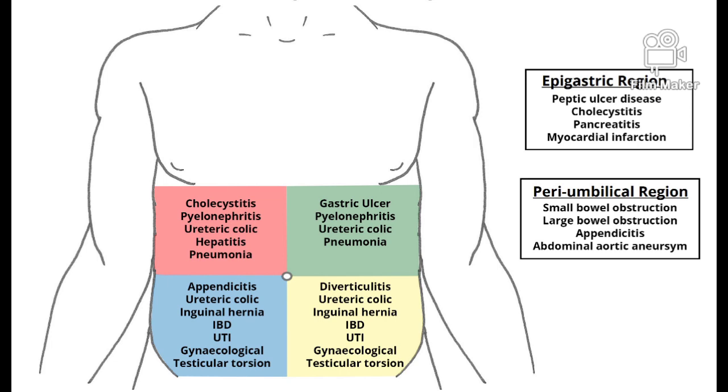Right lower quadrant as gynecological ectopic pregnancy or fibroids, ovarian mass, torsion, or PID. Renal as nephrolithiasis and pyelonephritis. Colonic as appendicitis, colitis, diverticulitis, IBD, and IBS.